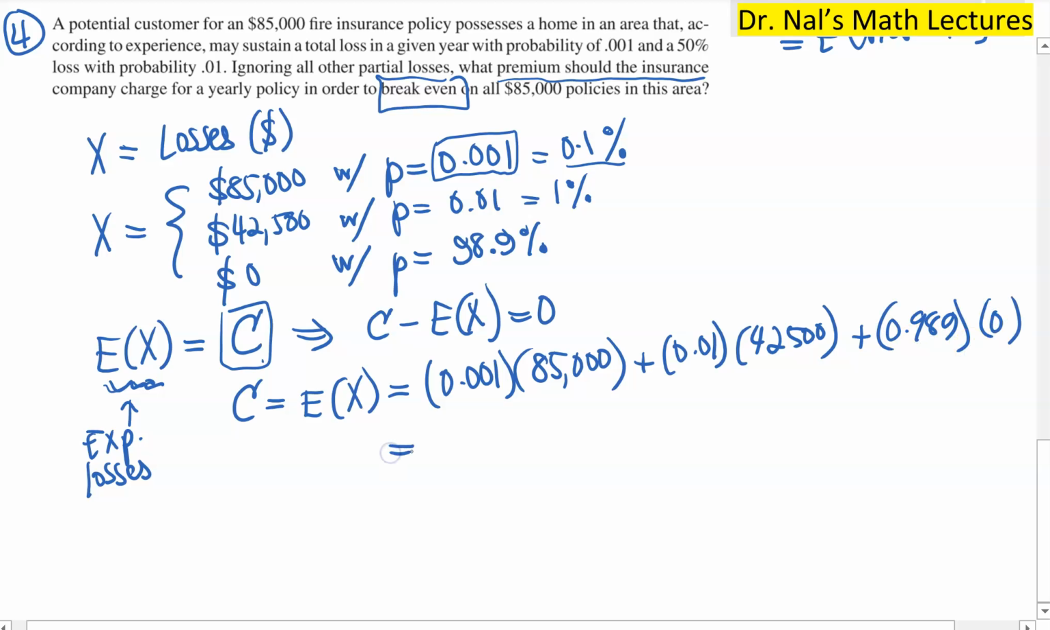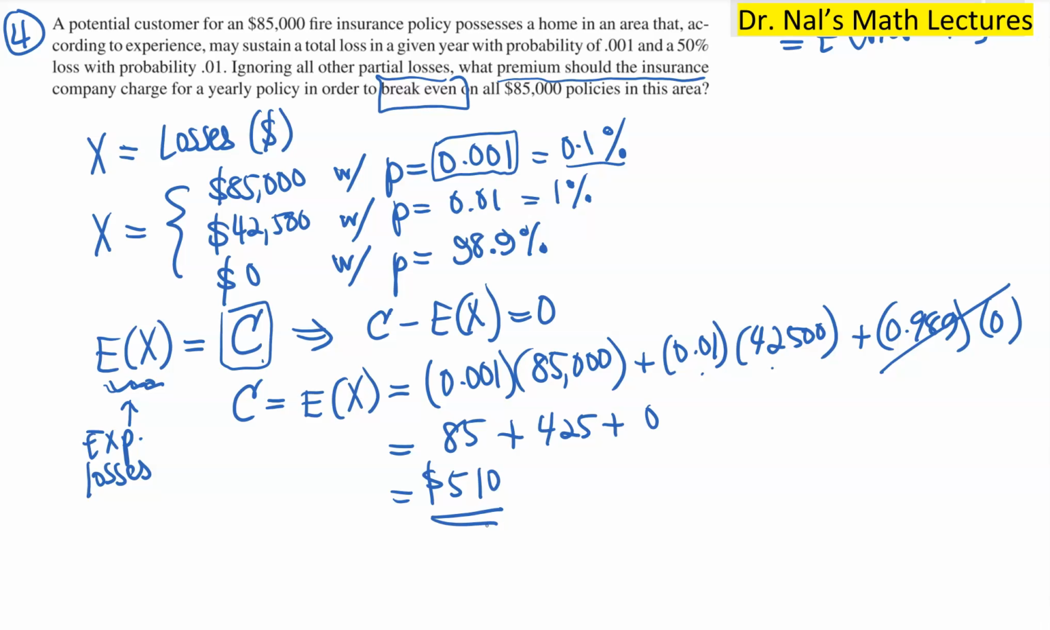So we can just multiply these and add them up. So we have 85 plus this one is going to be 425 plus the last one is just a 0. And adding these two, I think it comes out as $510. That's it. So the insurance company should charge $510 so as to break even, right? So that was the goal, just to break even, and we can break even as such. Hope this was useful, and in the next video, we will continue.